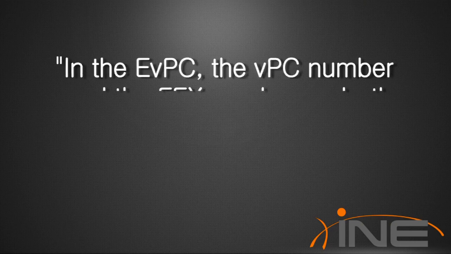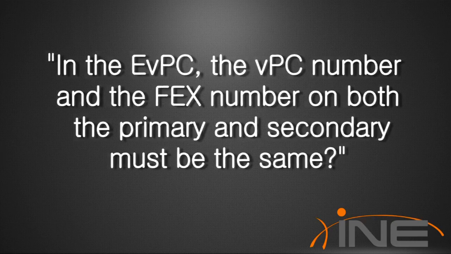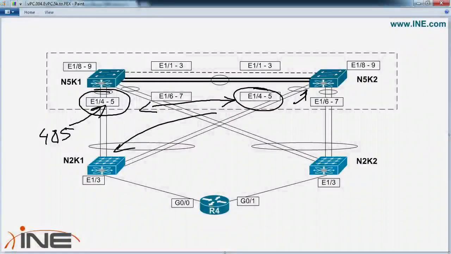Okay, there's another question here. In the eVPC, the VPC number and the FEX number on both the primary and secondary must be the same, correct? So if you're doing active-active from the parent switches down to the FEXs, pretty much 99% of the config needs to be equal between them. Really, the only thing that would be different between the 5Ks would be like their host names, their management IP addresses, and then you could have maybe like different security policies on them, but generally you would want that type of stuff to be the same.